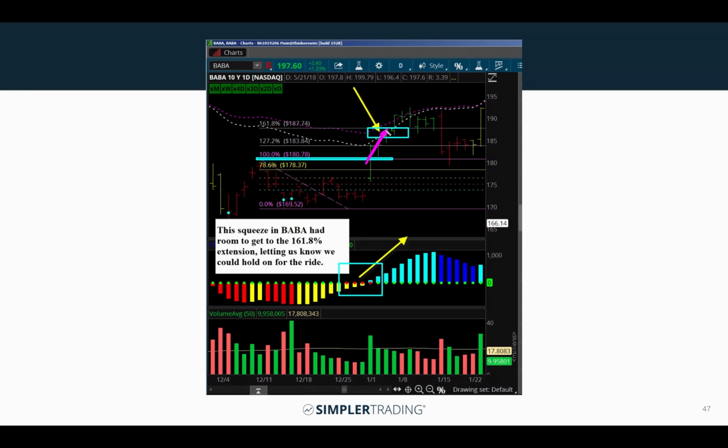And so that's what's nice about this, is that you can still set up the targets that you typically use, but now you've got a tool that gives you the odds of success of it getting to, through, or not even close to those standard targets.